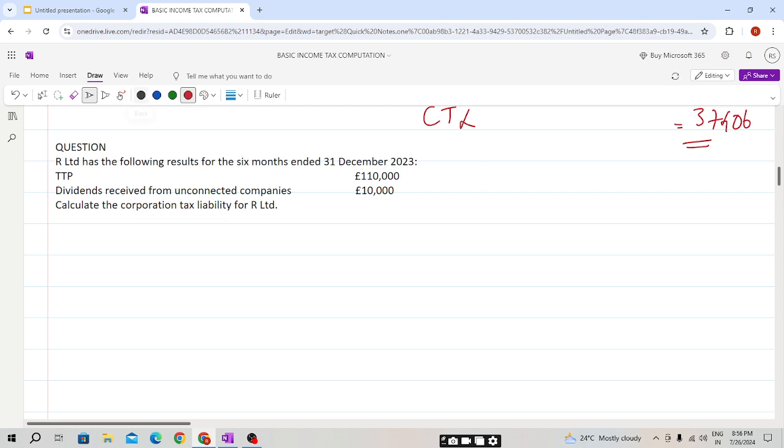Now coming to other question. R Limited has following results of 6 months ended 31st December. Okay, it is only for 6 months. 6 months ended 31st December. So short accounting period. TTP 110. Dividend from unconnected companies, it is 10,000, students. So corporation tax liability will be paid on TTP. TTP is 110,000 pounds.